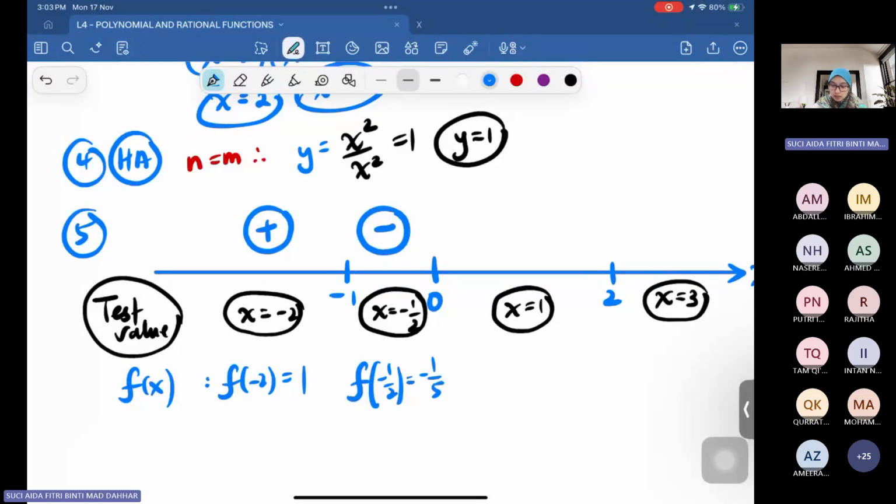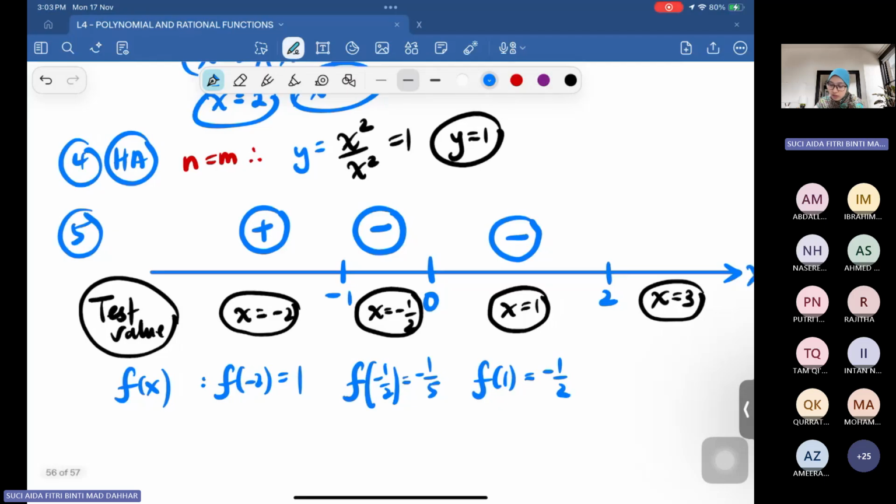Okay? Next, change to the next test value, x equals 1. So calculate x equals 1. That will give me negative half. So here, f of 1 is equal to negative half. So the value is negative. It's negative here.